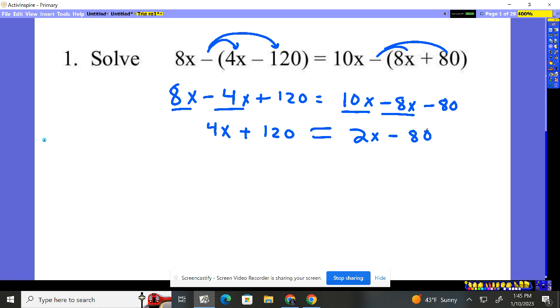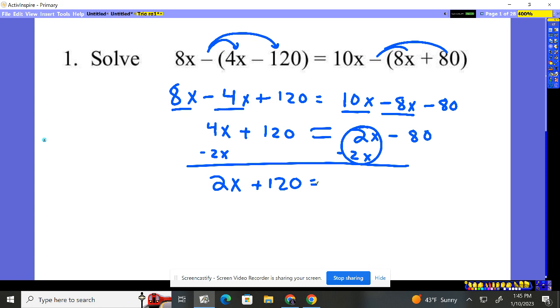So now let's move our variables over. I'm going to move the smaller variable, 2x. I'll subtract it from both sides. It'll get rid of it on the right-hand side and move it over here to the left. And 4x minus 2x is 2x plus the 120 equals negative 80. Don't forget you need that negative in front.